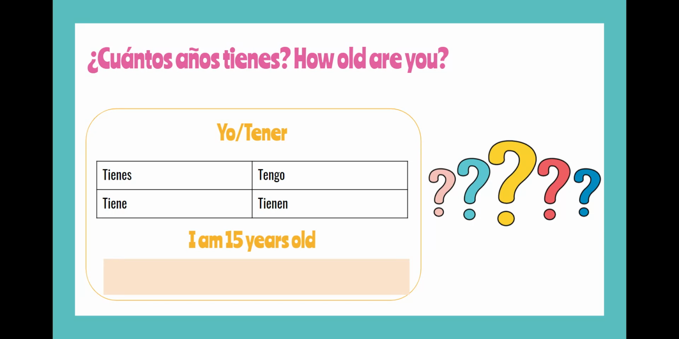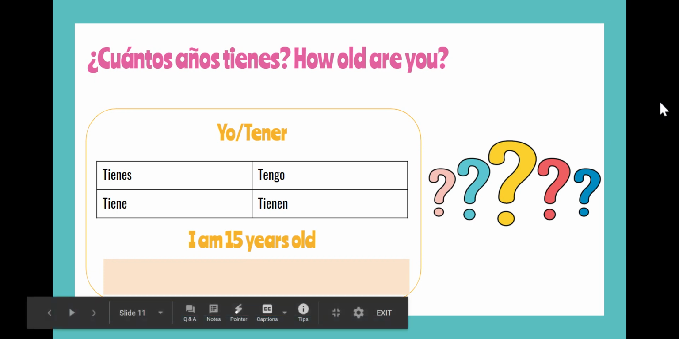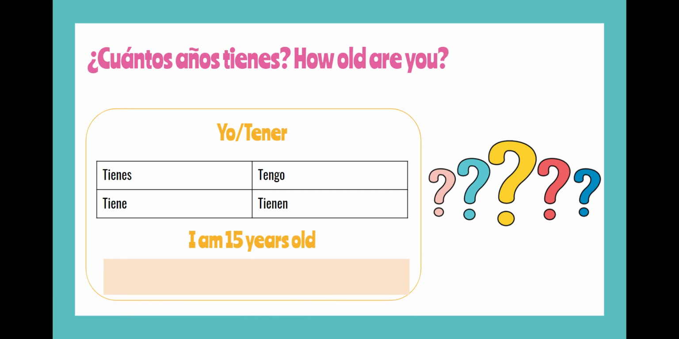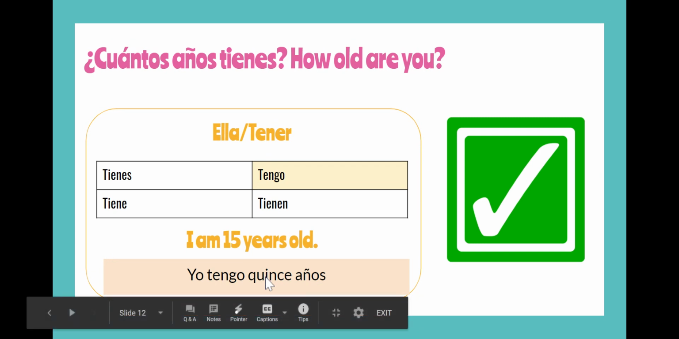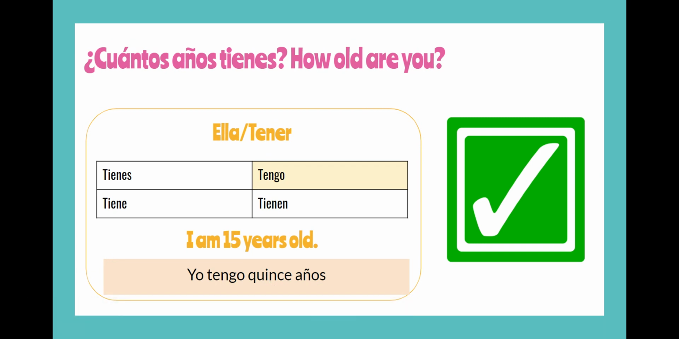Another weird one we worked with this last unit is ¿Cuántos años tienes? How old are you? In Spanish, this directly translates to how many years do you have? And if I want to say I am 15 years old, I'm really saying I have 15 years. So I still want to start off with that yo tengo. And then we just add in our age again with the años. Yo tengo 15 años. I have 15 years.